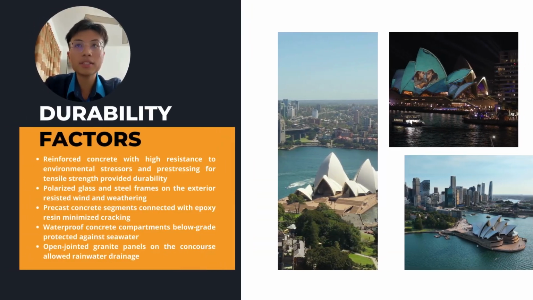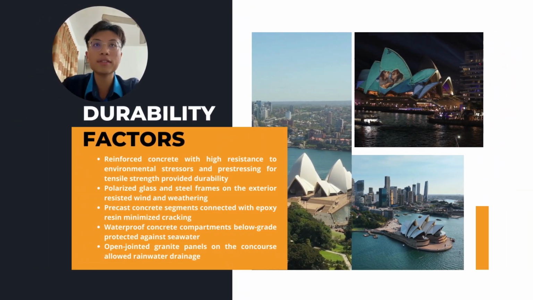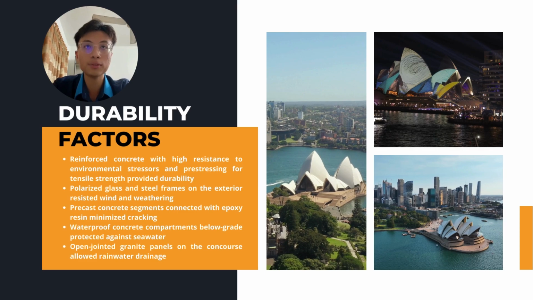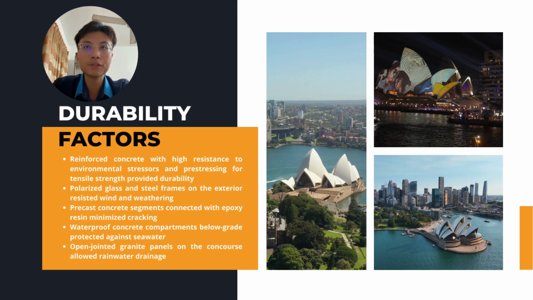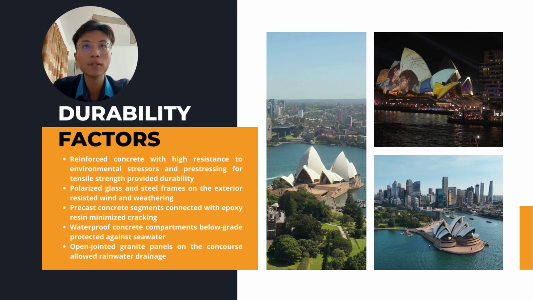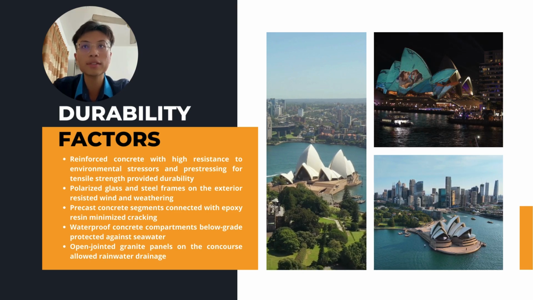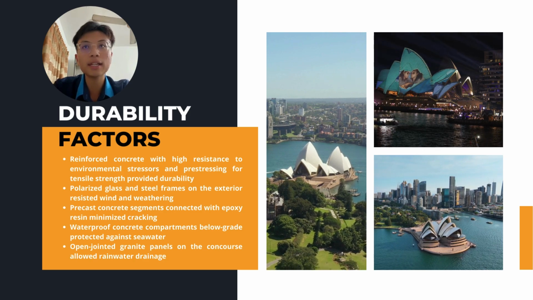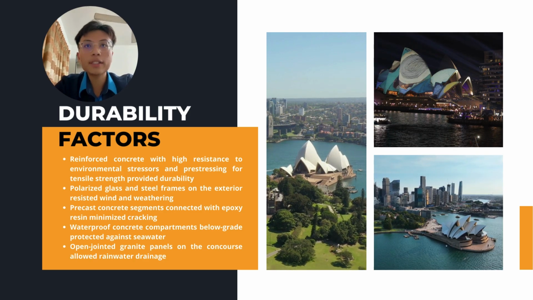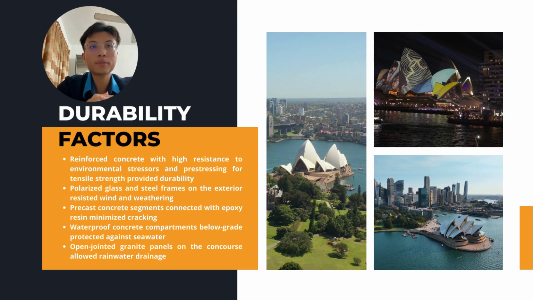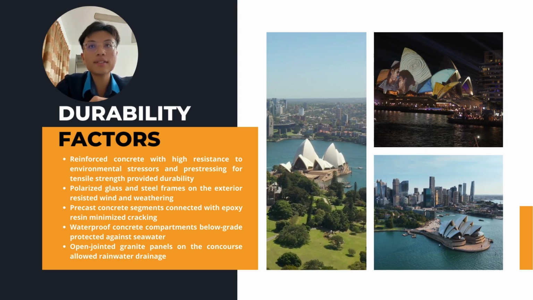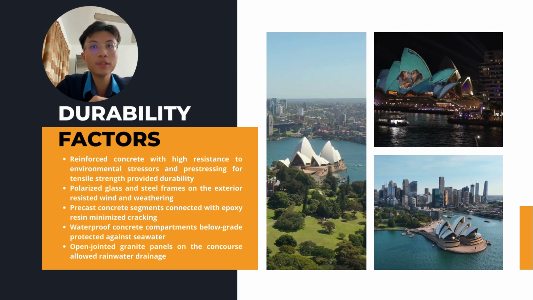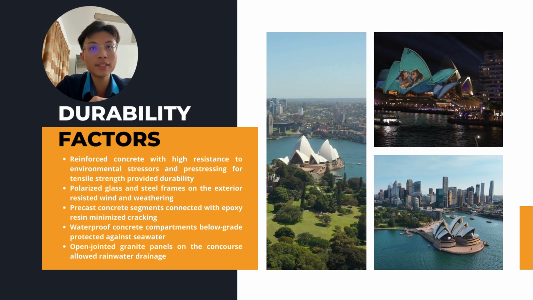Lastly, in enhancing the durability of the Sydney Opera House to withstand severe degradation factors throughout the building lifetime, several factors were put into consideration. The application of reinforced concrete, strong in compression with high resistance to environmental actions, for example, wind, seismic, and other natural actions. On the tensile capacity, the concrete was pre-stressed to resist the wind and seismic load. Polarized glass and steel frames on the faces of the building gave exemplary resistance to wind and weathering.